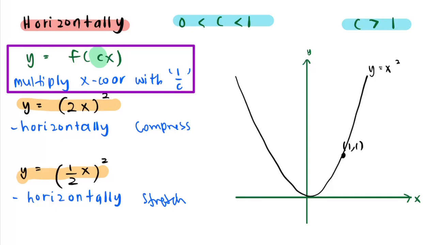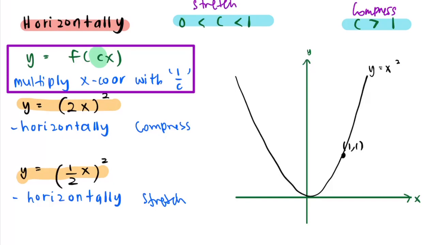So the calculation we should do later on is we need to multiply our x coordinate by 1 over c. Okay, so what happens to your c? This is totally opposite of the vertical stretch or compress. In vertical stretch or compress, when c is more than 1, this is stretch. However, here, when c is more than 1, this is compress. And for vertically, c between 0 and 1 is compress. However, for c between 0 and 1 horizontally, this is stretch.